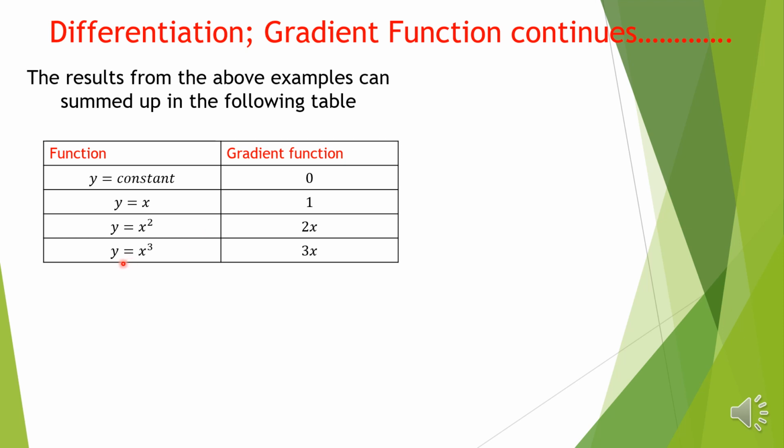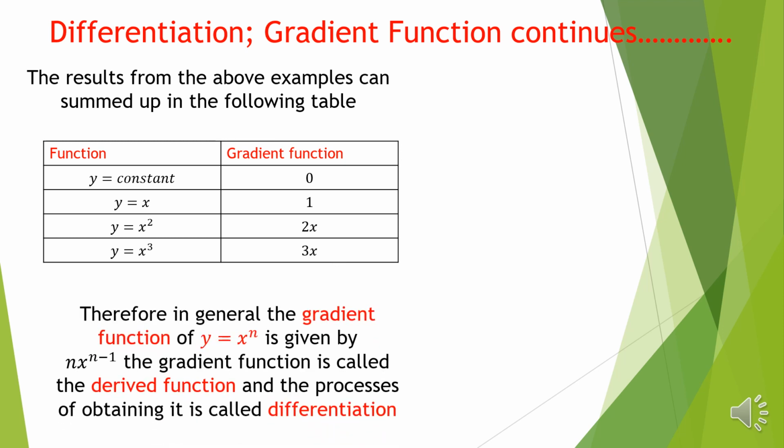If we have a function y equals x, then the gradient function is 1. If we have a function y equals x squared, then the gradient function is 2x. And if we have a function y equals x cubed, then the gradient function is 3x squared. Now, from this table, we can see that there's a particular format coming up, and that format can be used to differentiate any function or to get the gradient function.